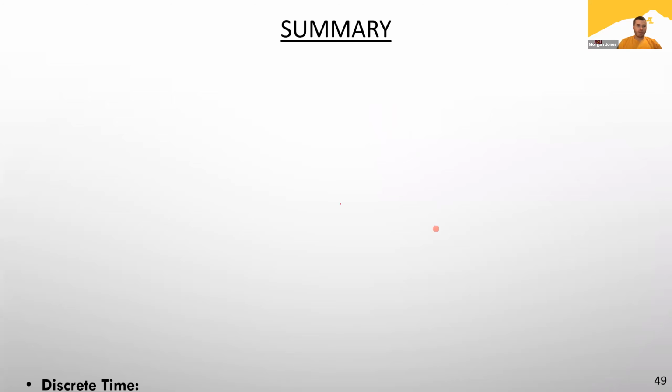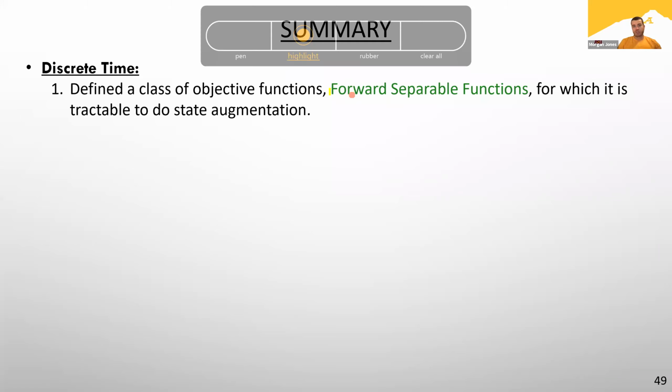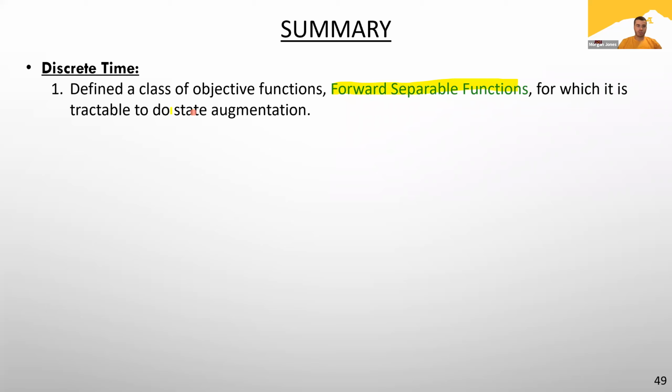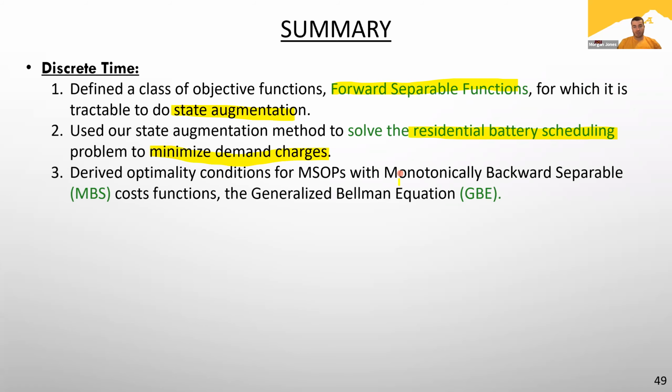So in summary, in discrete time, we showed that for a class of cost functions called forward separable cost functions, you can use state augmentation to solve the associated multi-stage optimization problems. We use this method to solve the residential battery scheduling problem and successfully minimize both time of use and demand charges. For another class of cost functions that we coined monotonically backward separable cost functions, we generalized Bellman's equation to solve optimization problems with this class of objective functions.